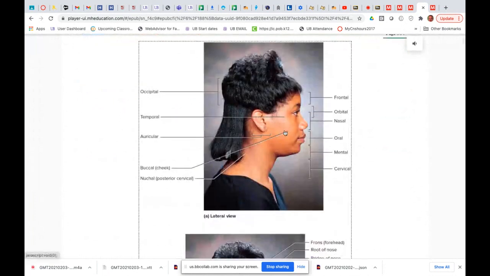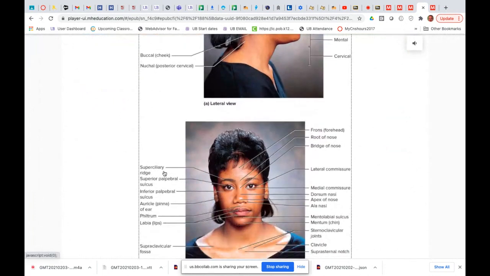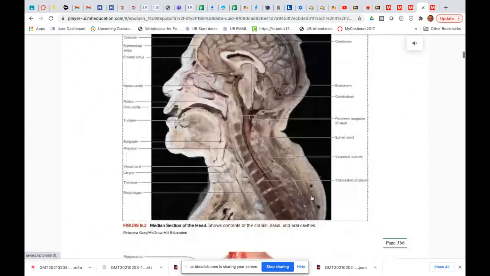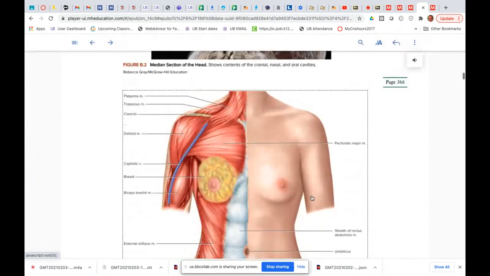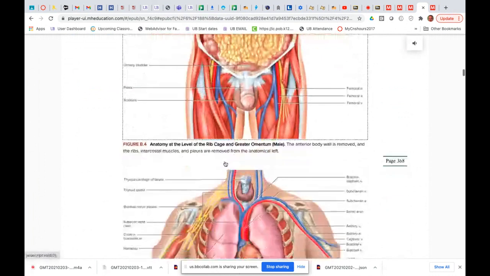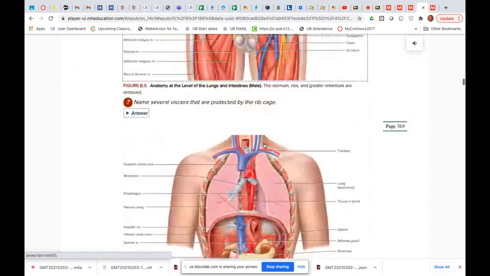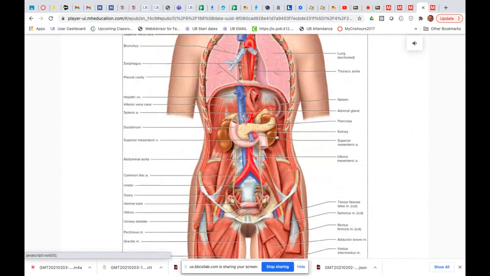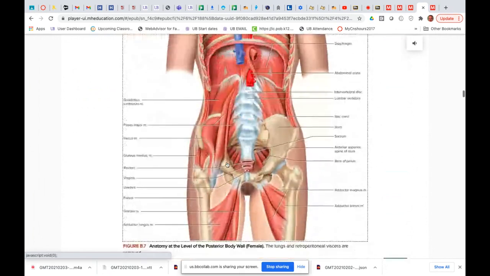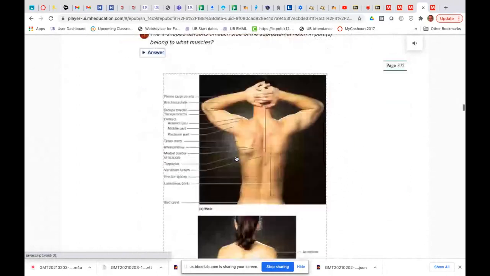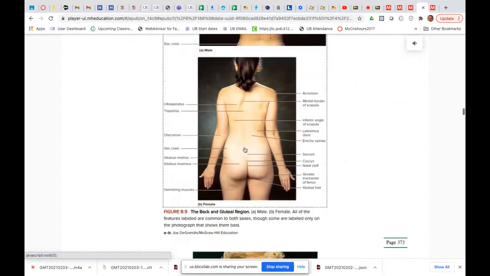You're going to see pictures of this woman. Make sure you know everything that's labeled here. You have to be familiar with the main superficial anatomy. You have to be comfortable with the main organs. Where's the liver? Where's the intestines? Where's the pancreas? Where are the kidneys? You have to know just main organs and main superficial muscles. Make sure you feel comfortable with this. You will see these pictures on the lab.